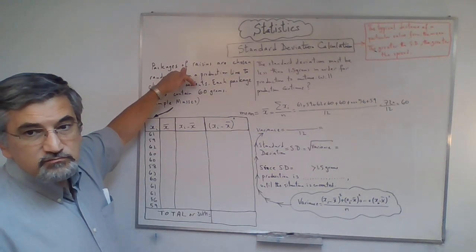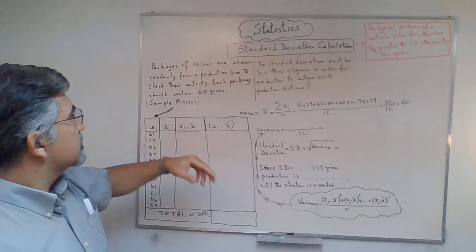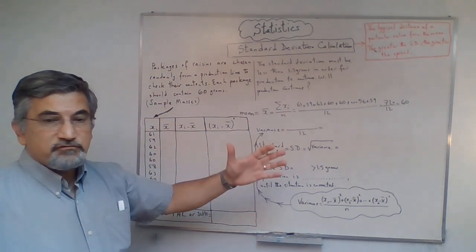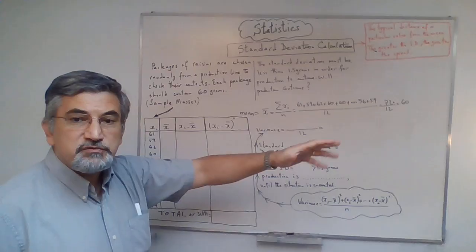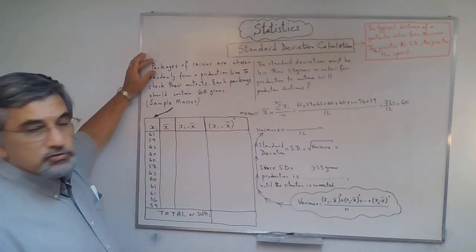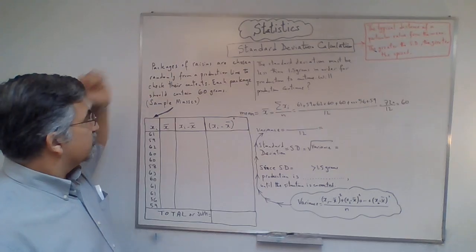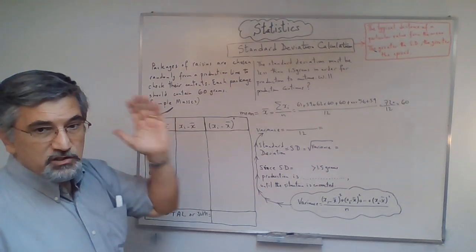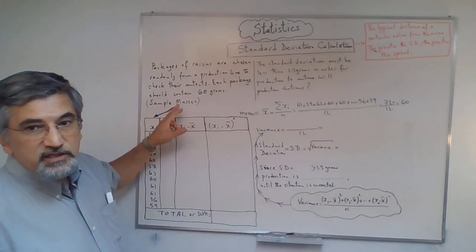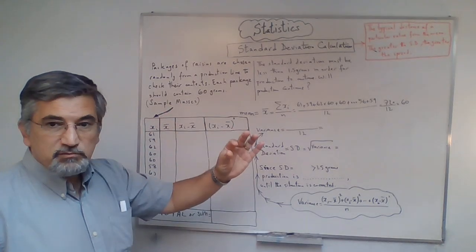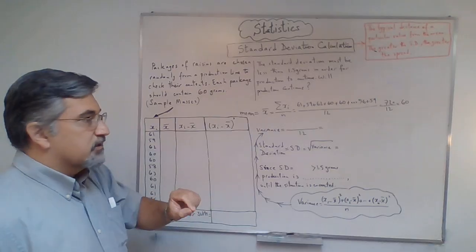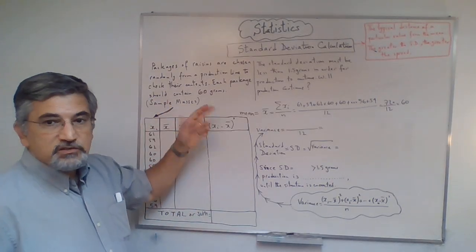Okay, so the problem says packages of raisins are chosen randomly from a production line to check their contents. So there's a huge factory producing packages of raisins, for example, with all this machinery. And we are randomly choosing packages of raisins from this huge production line. Each package should contain 60 grams. On the label, on the package, it says 60 grams. That's the weight. So it should contain 60 grams.